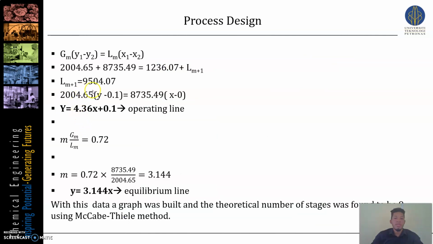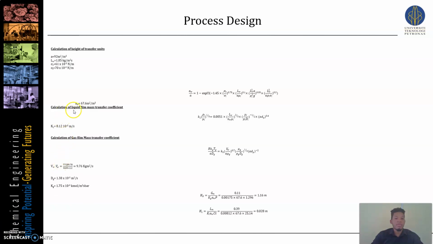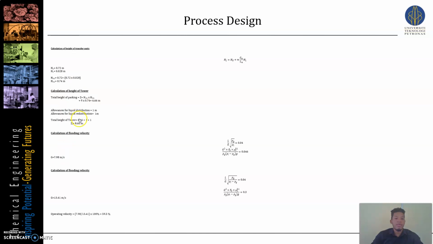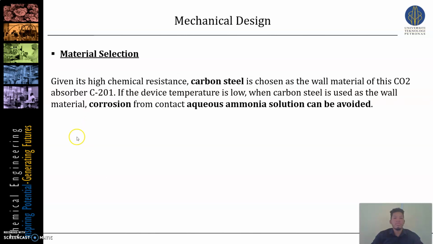So these are our material balance calculations. Then we managed to get the number of stages by the Kaplan method, which was found to be 9. Then we did our process design calculations using the factors. We calculated the diameter, the height of column, and then the operating and flooding velocity, and finally, we calculated the wetting rate and also the differential pressure.